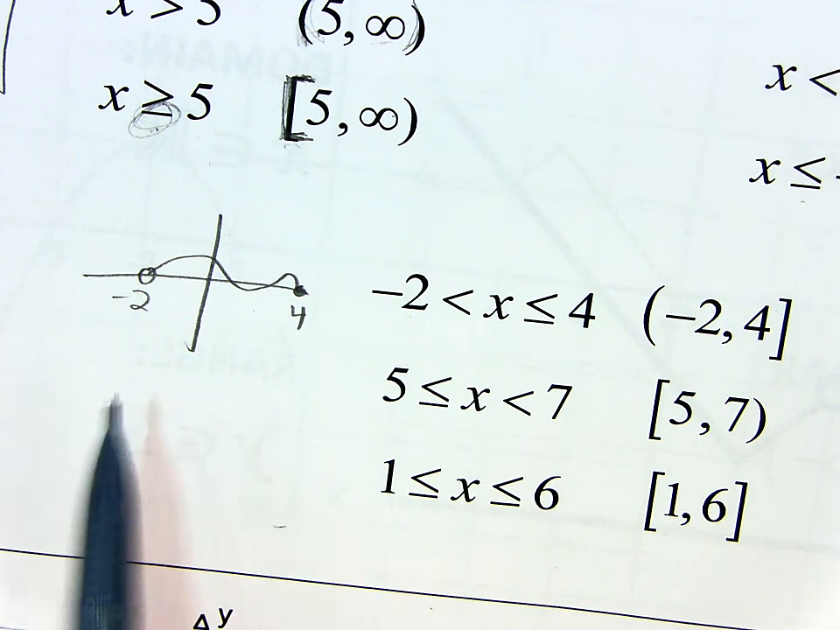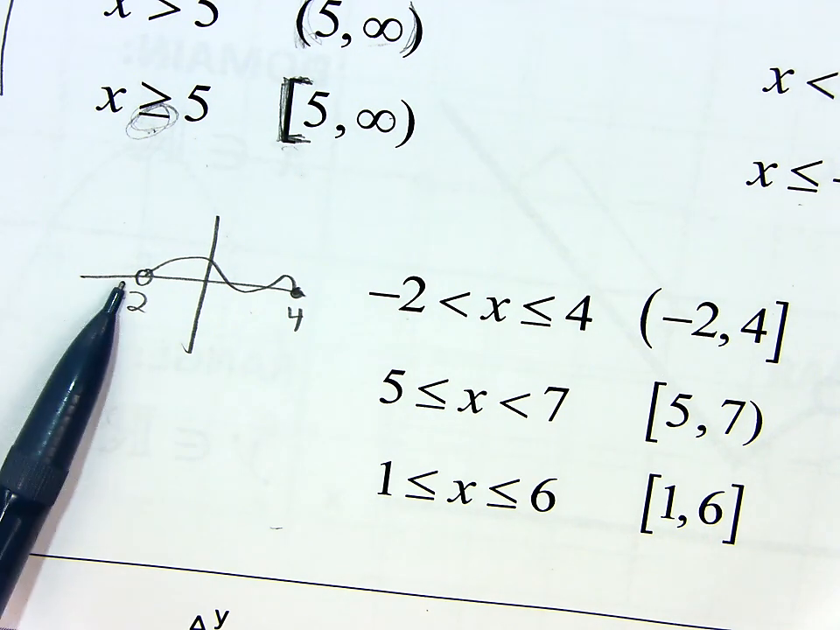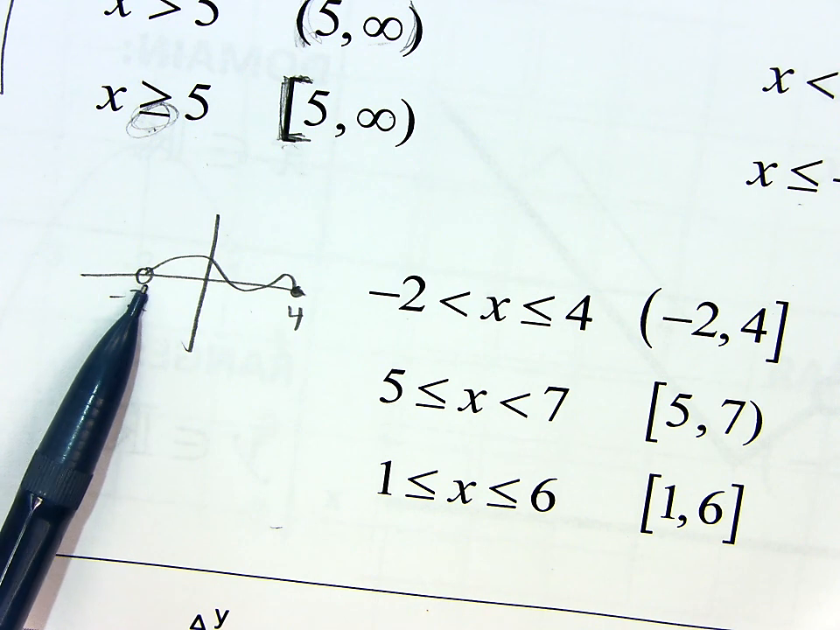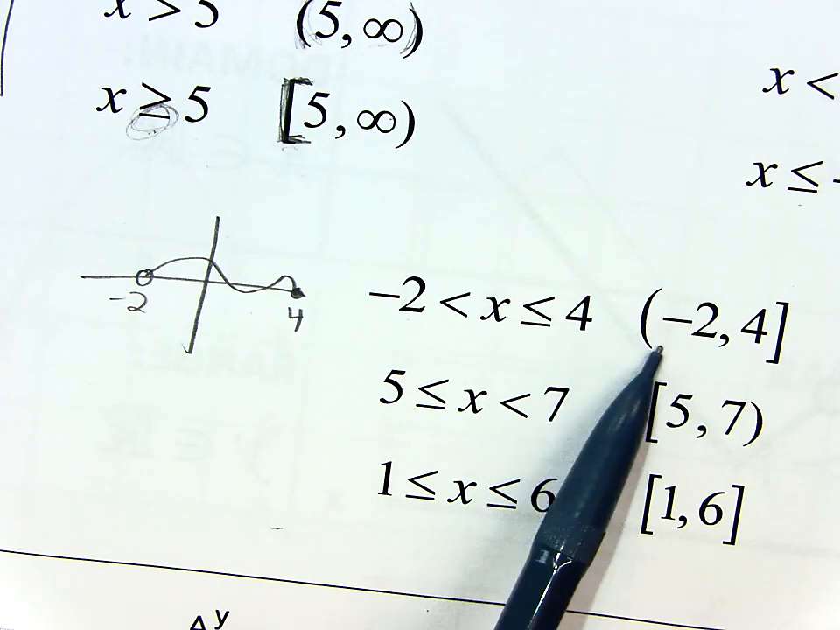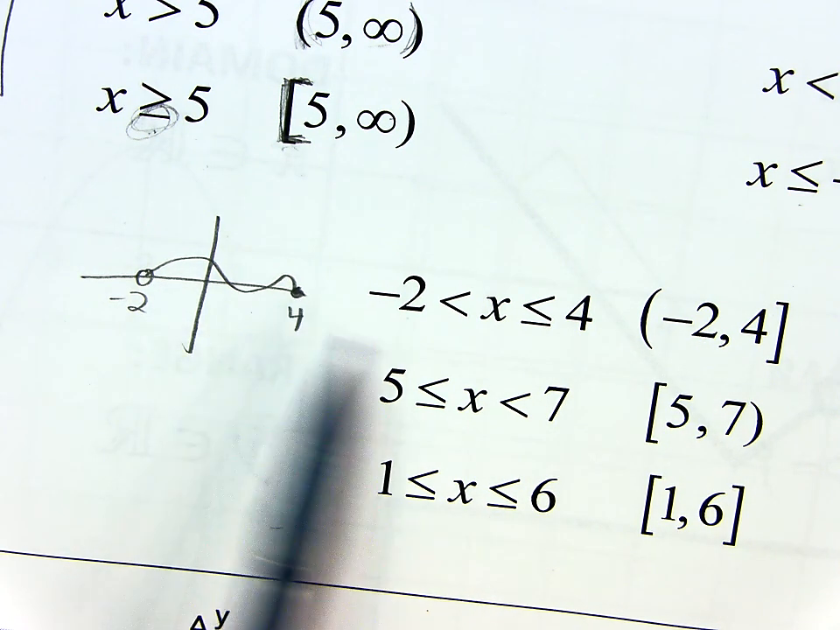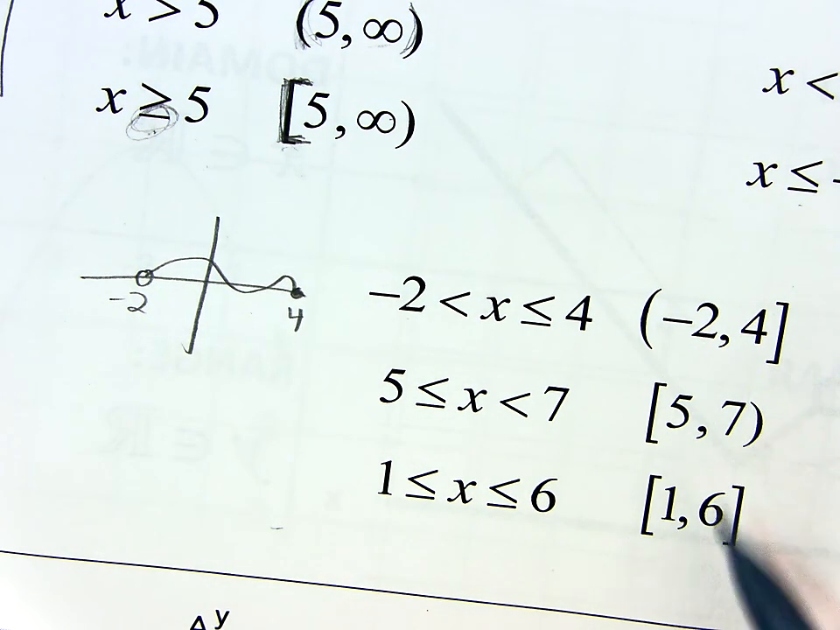So I have two definite endpoints, right? My domain coming in from the left, the first thing I hit is that -2. I don't want to include it, so I have to have a soft end here. Then I keep going, and then my graph ends at 4, so I have a hard one there.